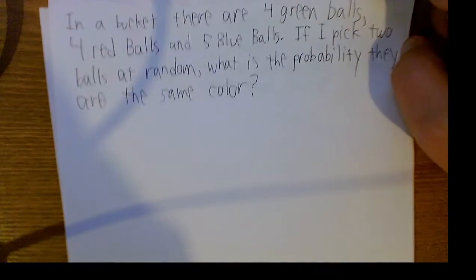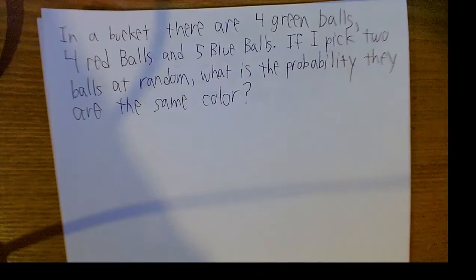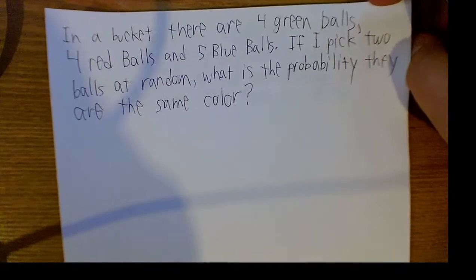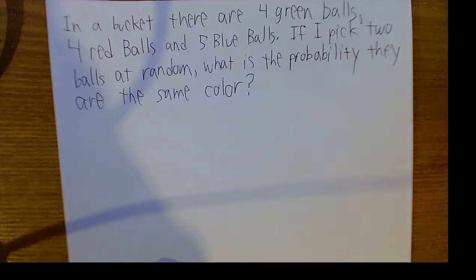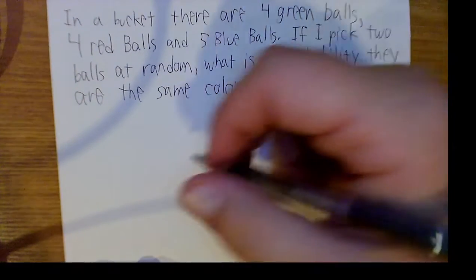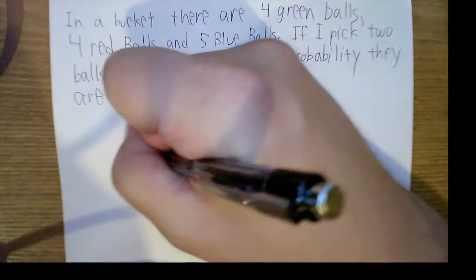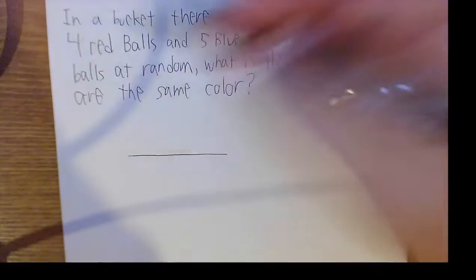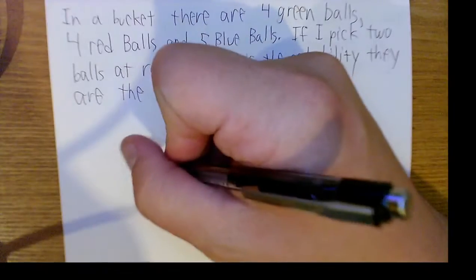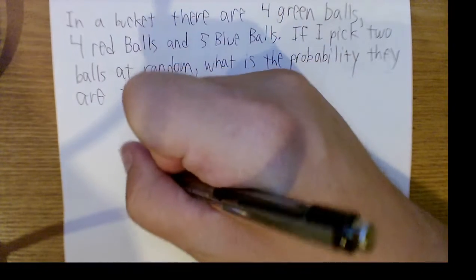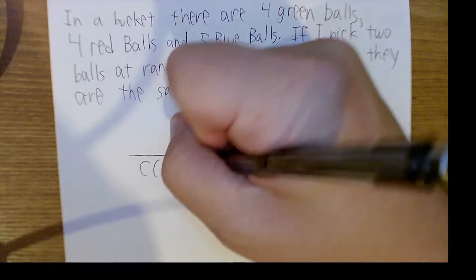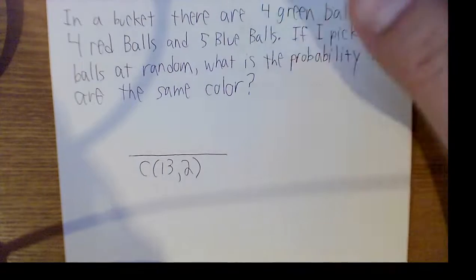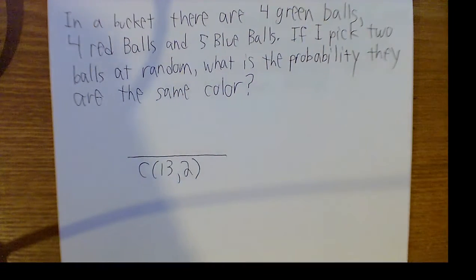So our first one, we have a bucket where there are 4 green balls, 4 red balls, and 5 blue balls. If I pick 2 balls at random, what's the probability that they are the same color? So first I'm going to look at the denominator. How many different ways can I pick 2 balls from the bucket? Well, if I have 4 red, 4 green, and 5 blue, I have 13 total balls. So that means my combination of 13, I'm choosing 2 of these balls, right? So that is my number of ways I can pick 2 balls of any color, right?